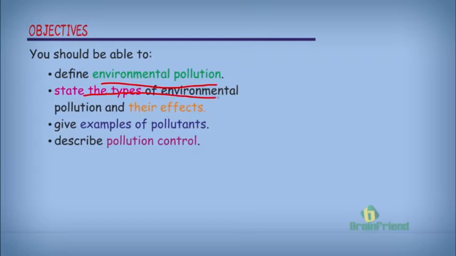At the end of today's class, you should be able to define environmental pollution, state the types of environmental pollutions and their effects. You should also be able to give examples of pollutants. At the end of this class, you should be able to describe pollution control.